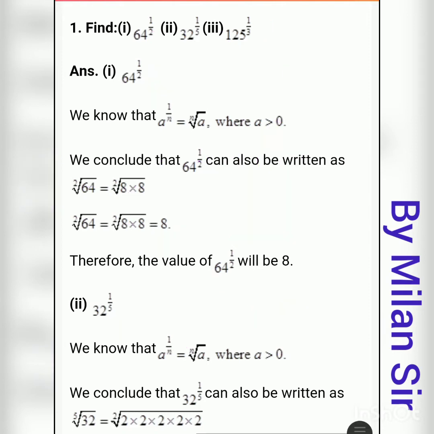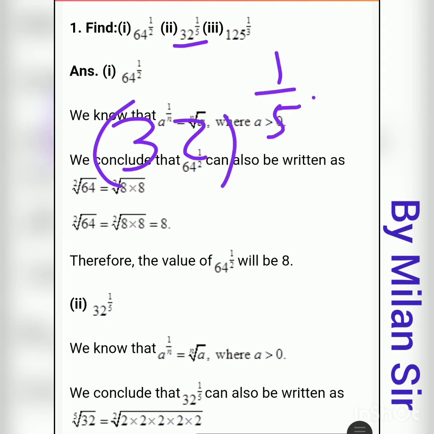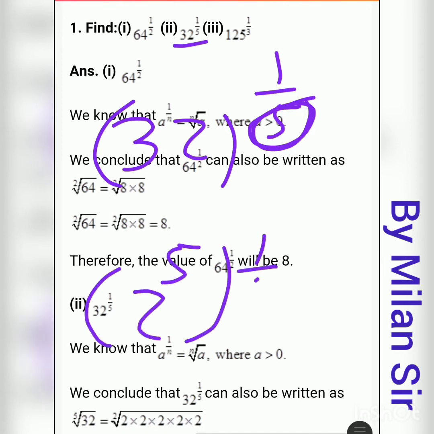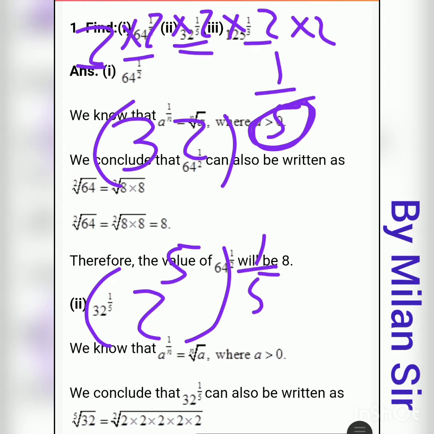Then the second question, 32 raised to 1 by 5. Now here we have 5, so we need to convert our 32 into exponent 5. If we factorize 32, we find that 2 raised to 5 is 32. 2 raised to 5 means 5 times we multiply 2: 2 to the 4, 4 to the 8, 8 to the 16, 16 to the 32. So in place of 32, we can write 2 raised to 5.